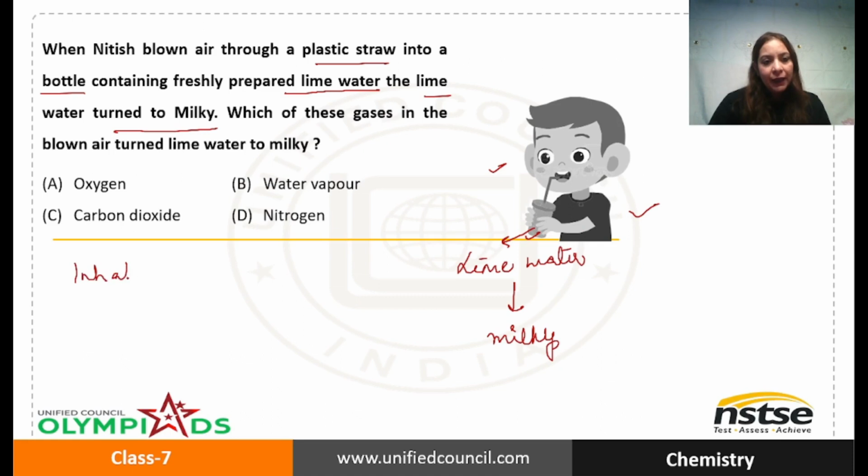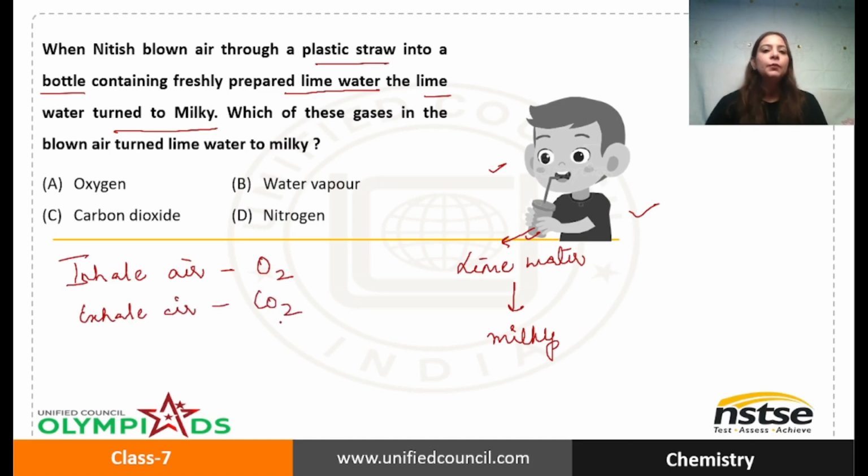See, when we inhale air, it means you're taking in air. So when we inhale air, what do we take in? We take in oxygen. And when we exhale air, that means when you're giving out air, what do we give out? We give out carbon dioxide.